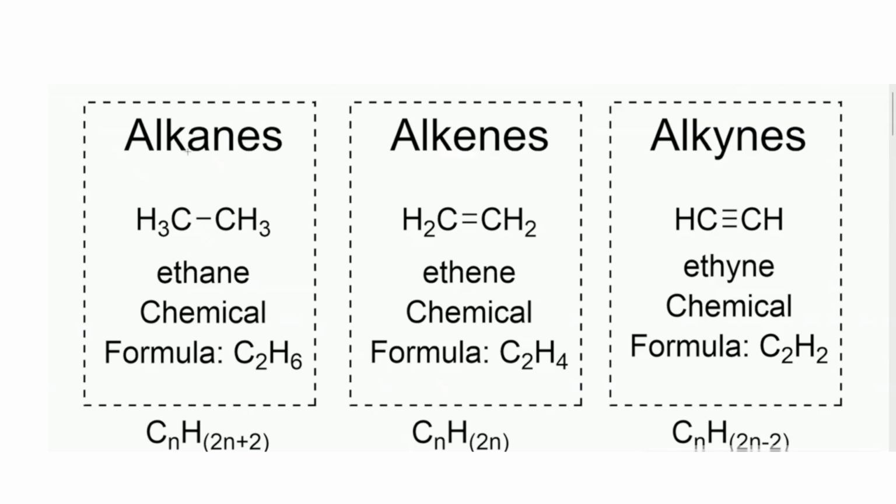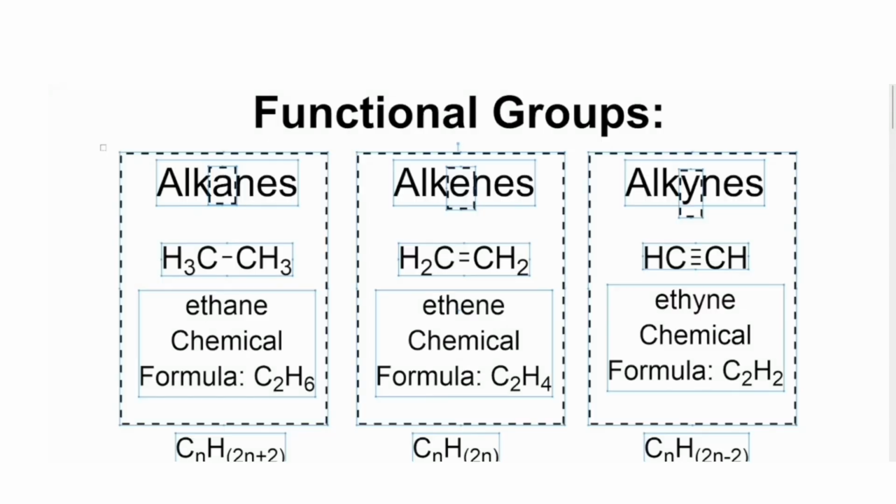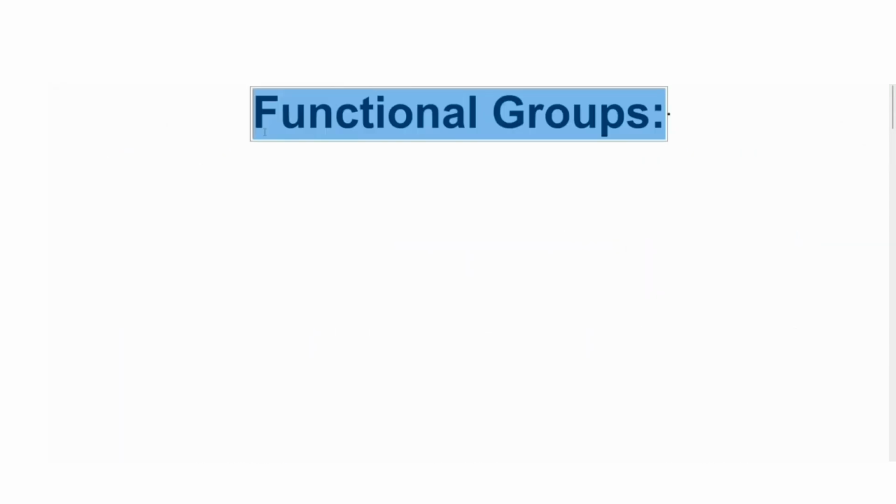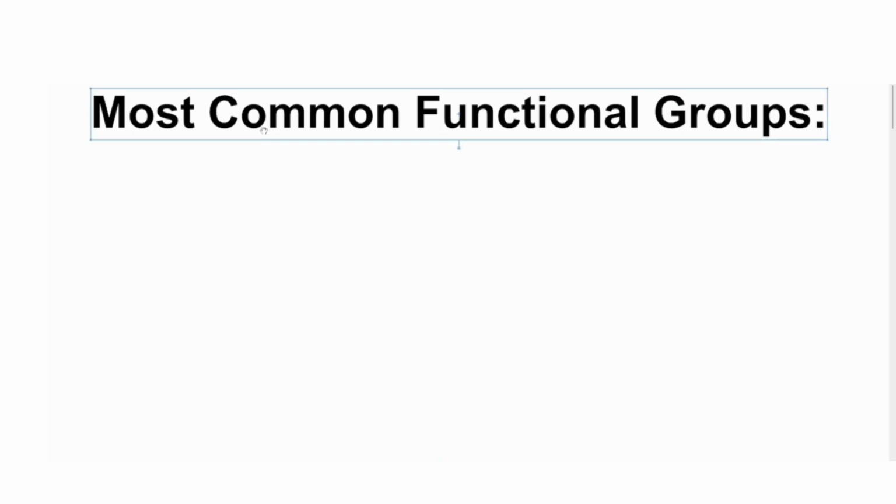A good way to remember this is that A, E, Y is alphabetical for the hydrocarbons, just like 1, 2, 3 is numerical for the bonds. Other than alkanes, alkenes, and alkynes, here are the most common functional groups you'll see in organic chemistry.